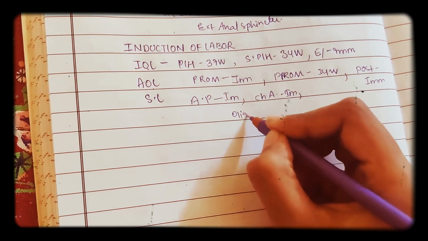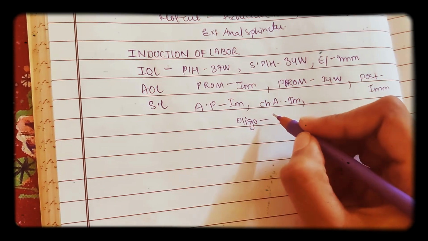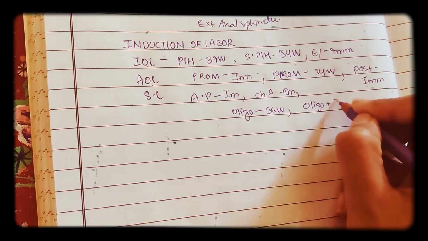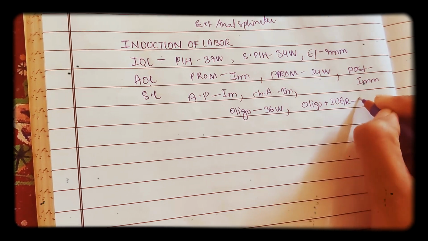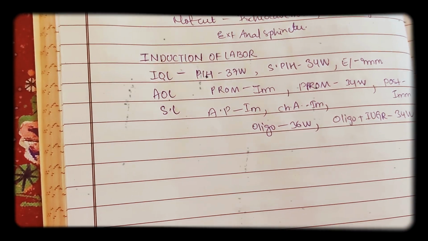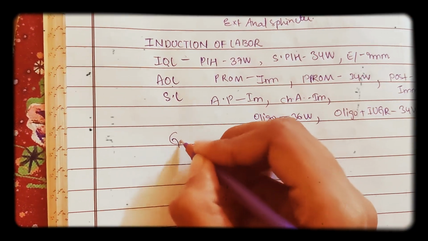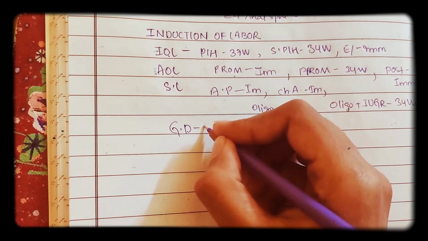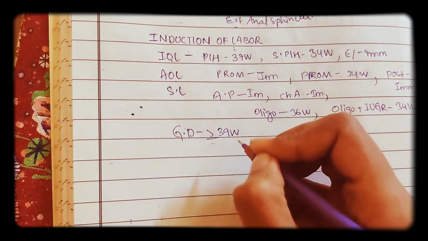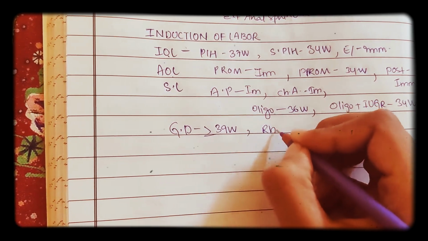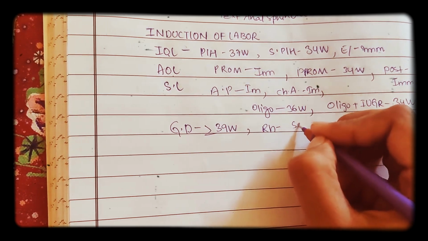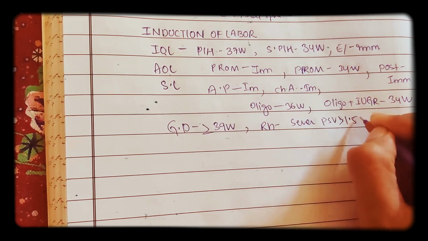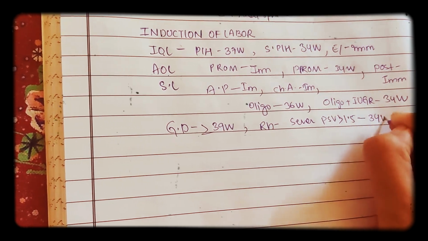Okay, coming to oligohydramnios, there is low amniotic fluid, so you will induce at 36 weeks. And when the conditions are oligohydramnios with intrauterine growth restriction, both together, then at 34 weeks. And in the case of gestational diabetes, the mother has diabetes at the time of gestation, so at greater than or equal to 39 weeks you will do it.